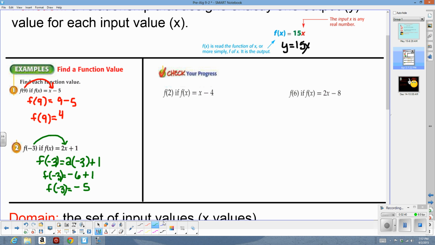You may want to pause the video and try the next two on your own. We're going to find f of 2 if f of x equals x minus 4. So we're going to say f of 2 equals 2 minus 4. So f of 2 equals 2 minus 4, which is negative 2.